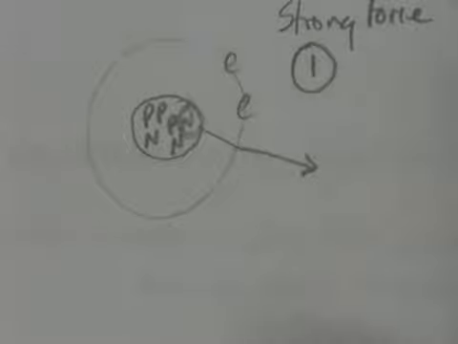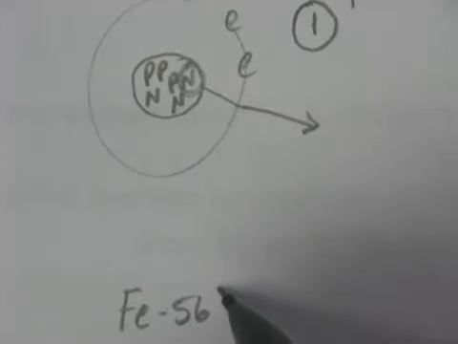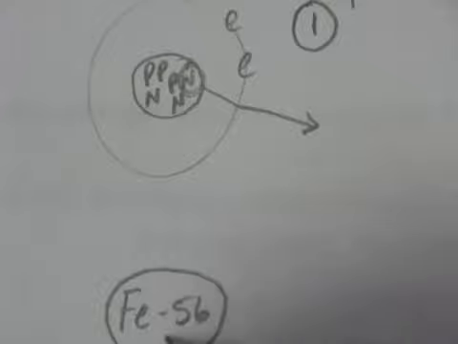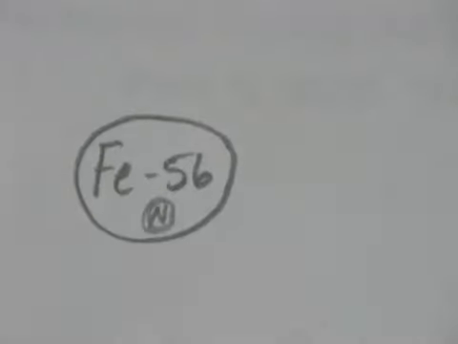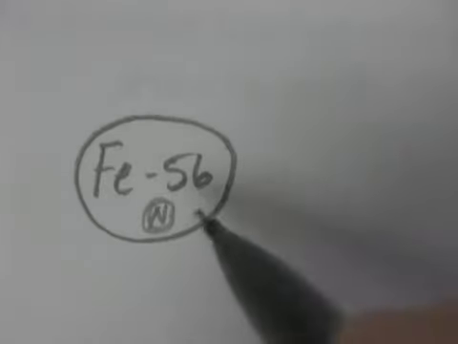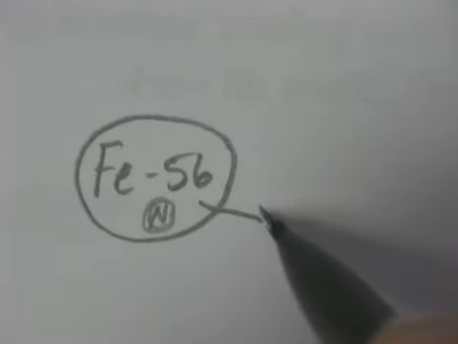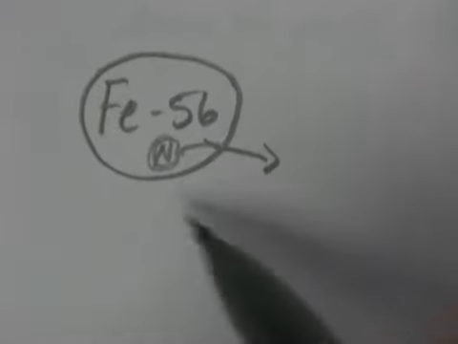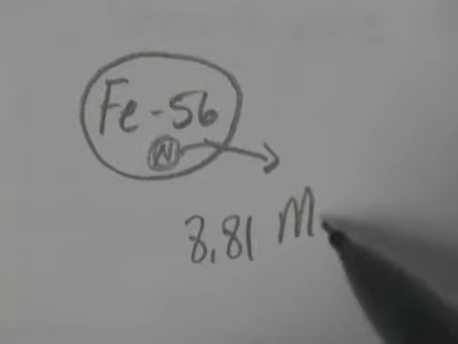Okay, so let's be specific. If I were to remove, let's say I had an iron nucleus, so here's iron 56. There's the nucleus of iron 56, and let's say there's one neutron in iron 56. If I were to remove that one nucleon from iron 56, how much energy does it require? Well, we've calculated that already. I think you did it in worksheet 1-2. To remove that one neutron requires 8.81 mega electron volts.